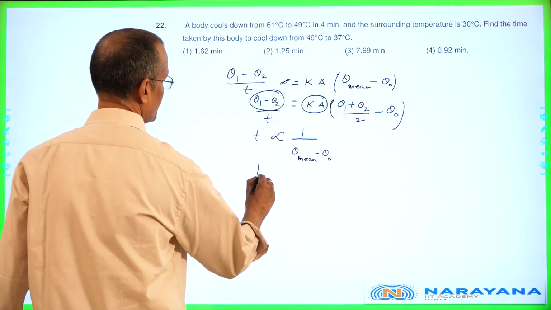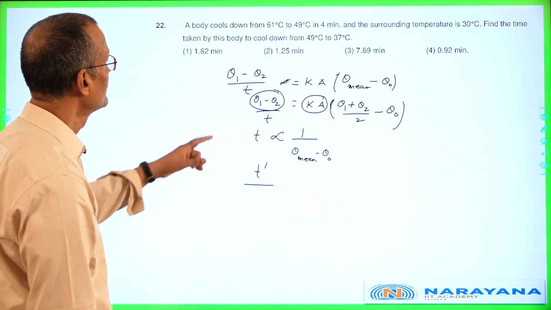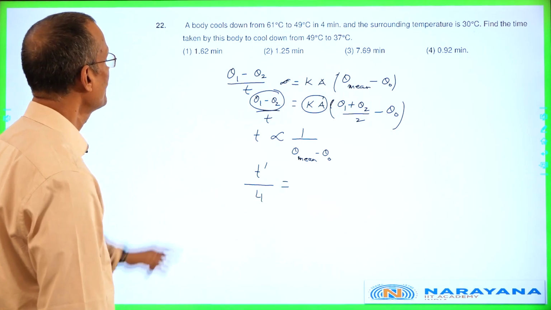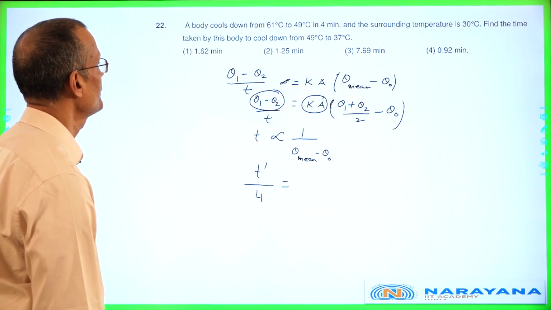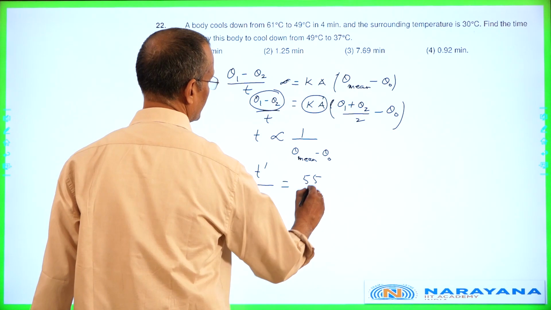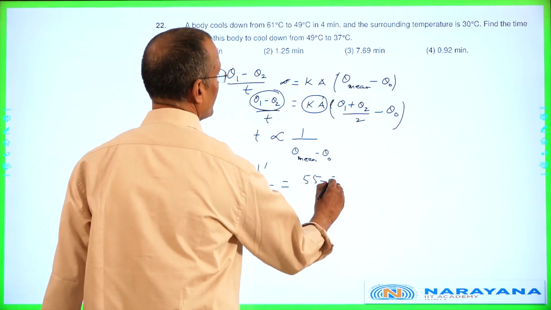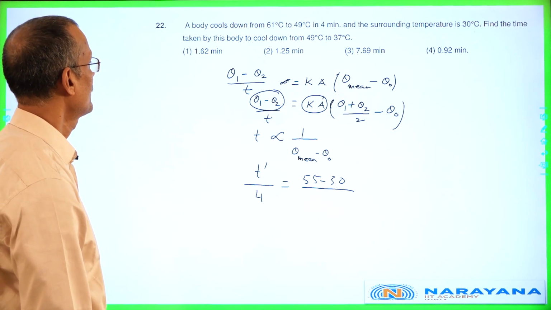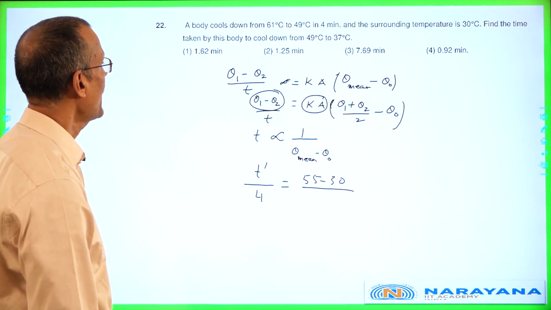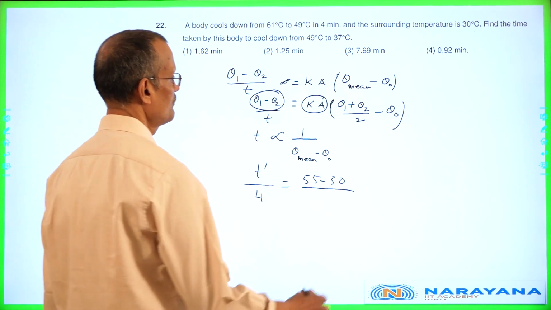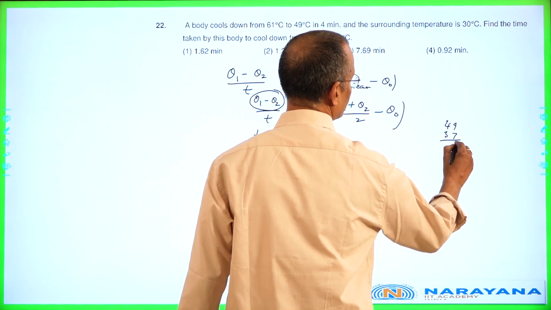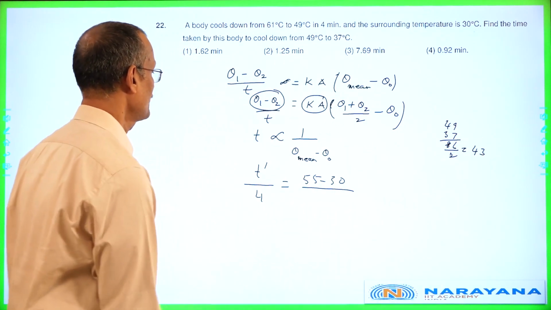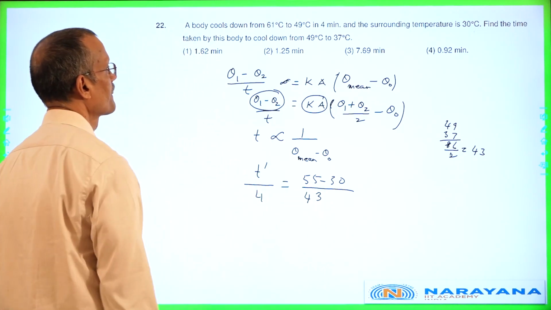So, let us take that the time is T dash, and they have given you 61 to 49 in 4 minutes. So, this is 4 equal to, now here the mean is how much? 49 plus 6, it will be 55. So, this is 55 minus room temperature 30, by, here the mean temperature is 49 and 37, you add and divide by 2, so 49 and 37 by 2, that is 43. Okay? 43.